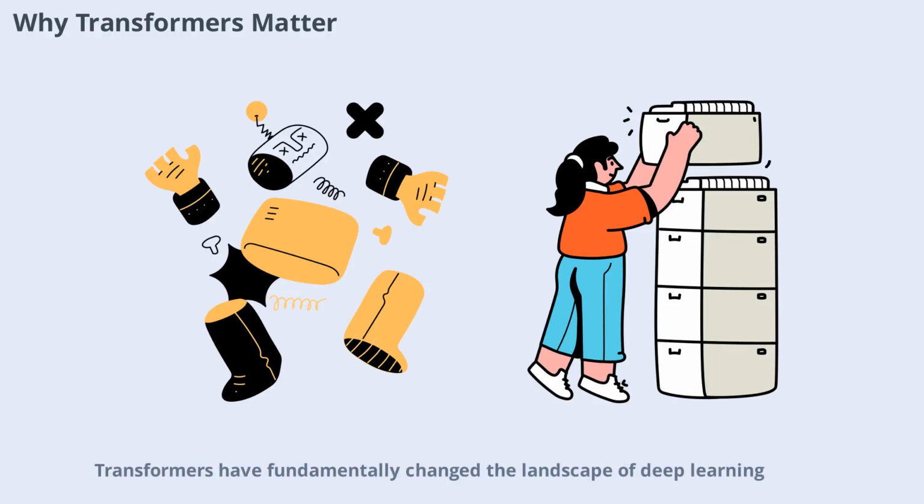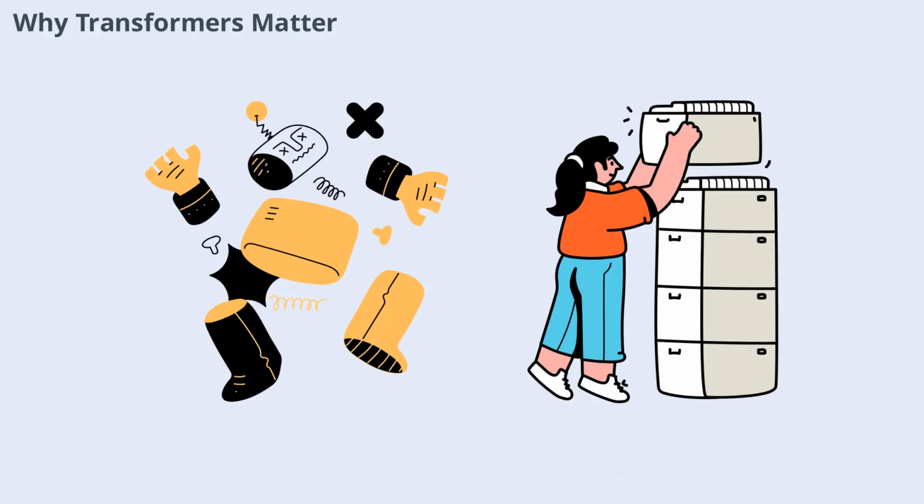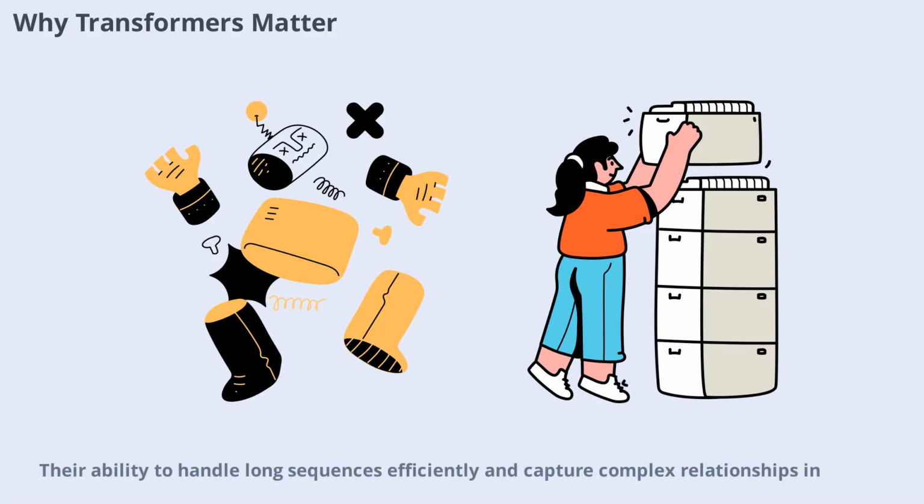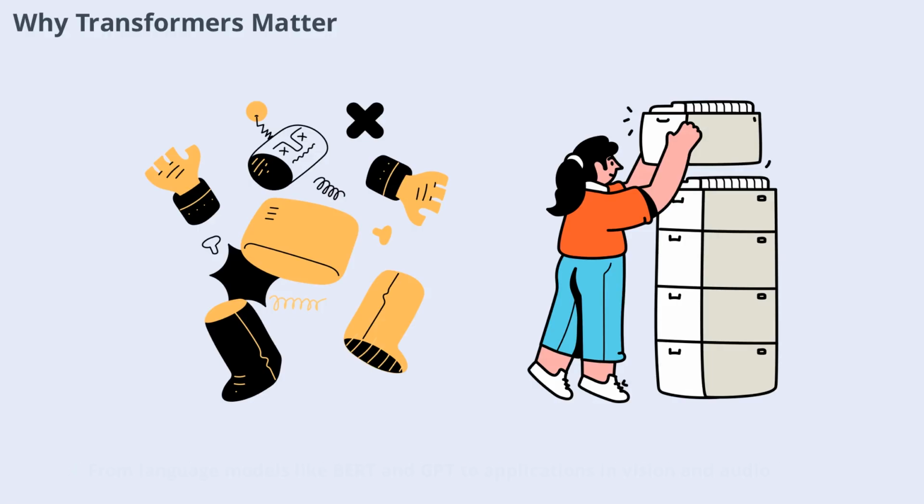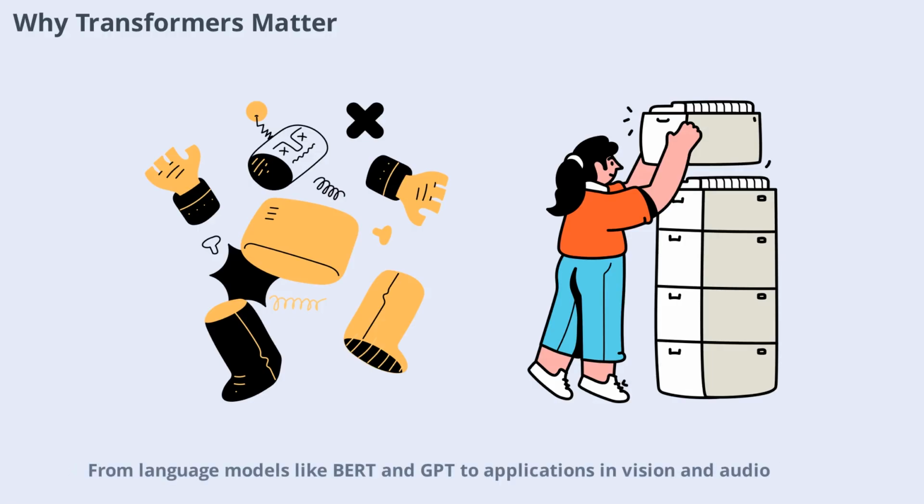Transformers have fundamentally changed the landscape of deep learning. Their ability to handle long sequences efficiently and capture complex relationships in data has made them the architecture of choice for many state-of-the-art models. From language models like BERT and GPT to applications in vision and audio, Transformers have demonstrated remarkable versatility. In this section, we'll discuss the impact of Transformers on AI research and real-world applications.